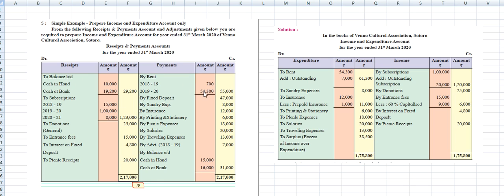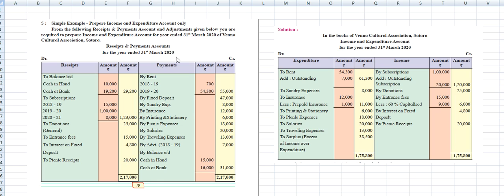Using the receipts and payment account, just as in final accounts you use the trial balance with particulars, debit amount and credit amount, here we are using a receipts and payment account. We need to prepare the income and expenditure account only. In the next problem, we will get a balance sheet also, but in this problem, we are preparing only the income and expenditure account. Adjustments are given below. You are required to prepare the income and expenditure account for the year ended 31st March 2020 of Vienna Cultural Association Satara.